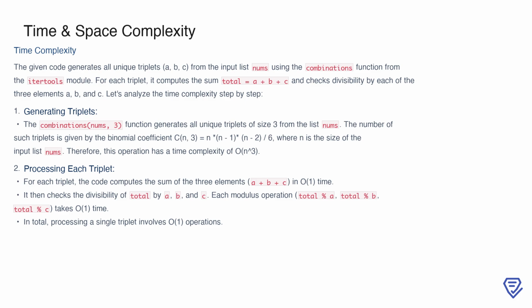Next, for each triplet, the code performs a few constant time operations. It calculates the sum of the three elements, which is an O(1) operation, and then checks the divisibility of the sum by each of the three elements, which involves three modulus operations. Since each of these is also O(1), processing a single triplet remains O(1). Combining these steps, we can analyze the total time complexity of the function more thoroughly in the next part.